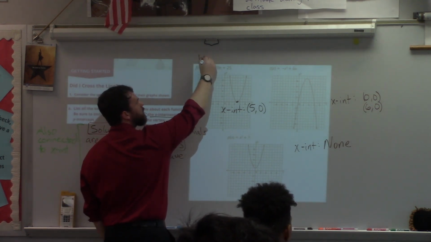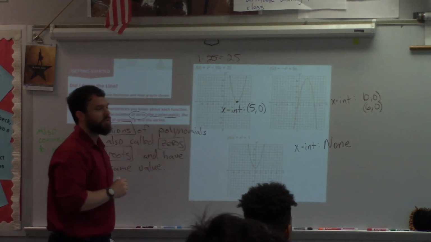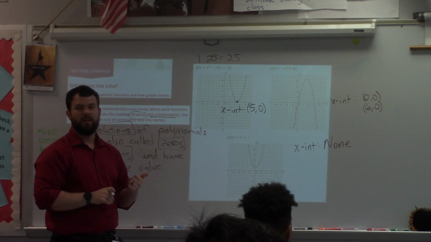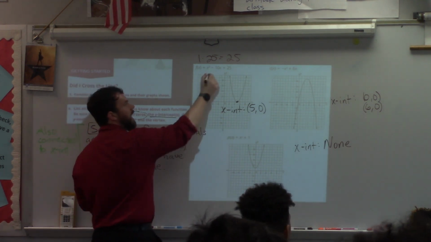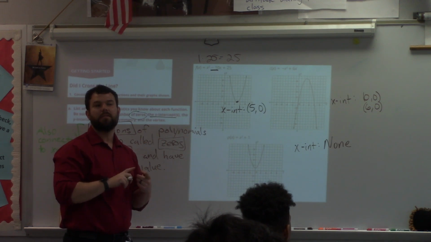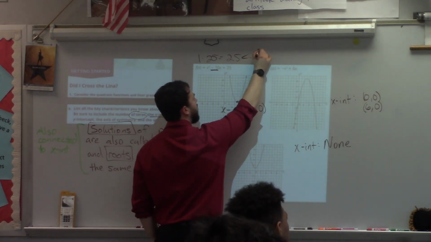A times C is 25. What factors of 25 add up to negative 10? 5 and 5? Super close. They add up to negative 10. So it'd be negative 5 and negative 5. There we go.